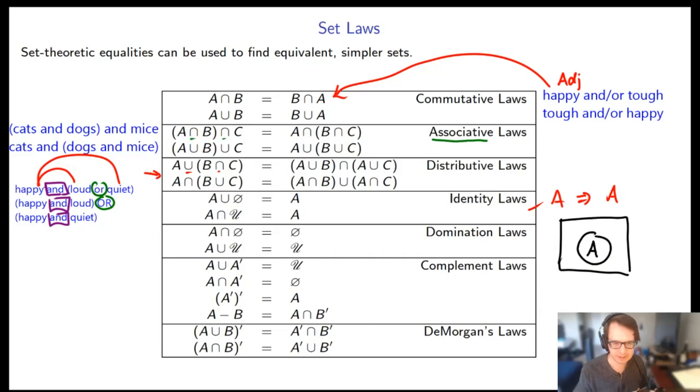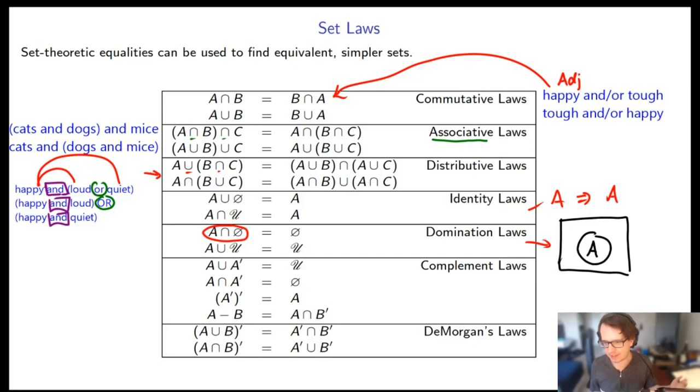With the domination laws, it's sort of the opposite. The domination laws basically say that the special sets, the empty set and the universe, dominate over whatever set we give them. So if we give it set A, B, C, D, E, F, whatever set, the empty set or the universe will dominate. If we take everything in common with A and the empty set, the empty set has nothing in it, so we're always just going to get the empty set back. Looking at the Venn diagram, there's nothing in common with A and the empty set. So the empty set dominates.